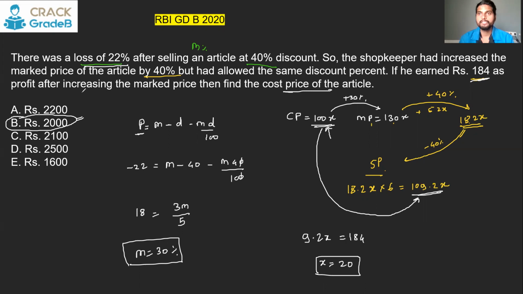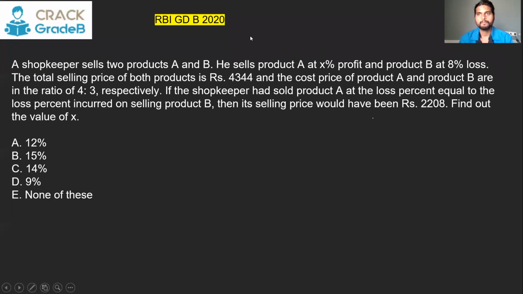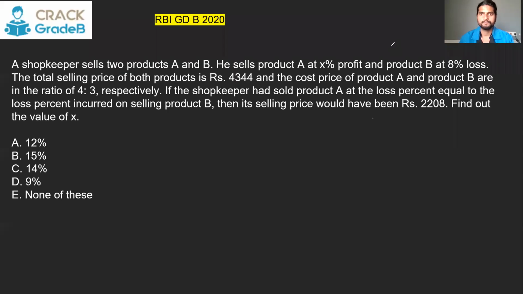Let's see one more question like this. Shopkeeper sells two products, A and B. He sells product A at X% profit and product B at 8% loss. The total selling price of both the products is this, and the cost price of A and B are in the ratio 4:3.